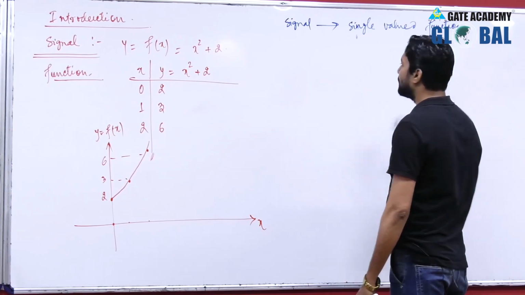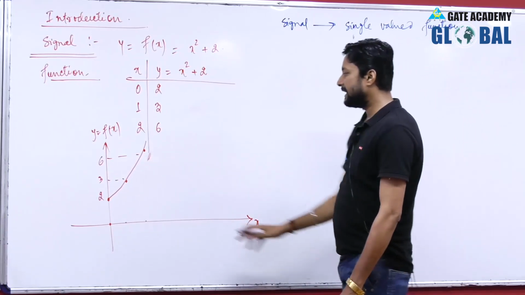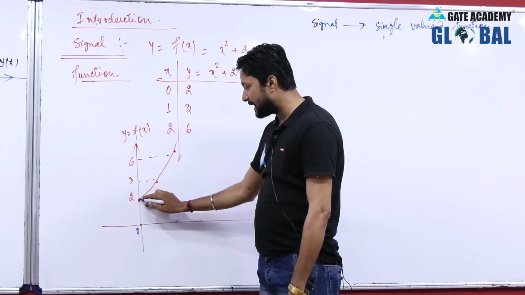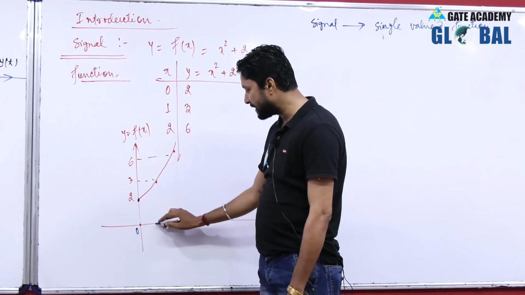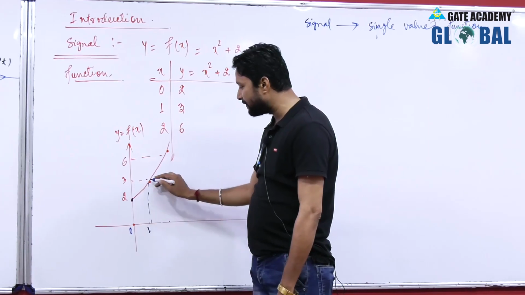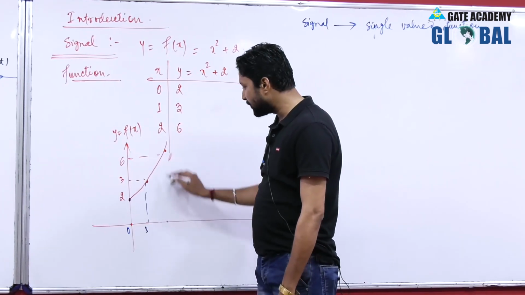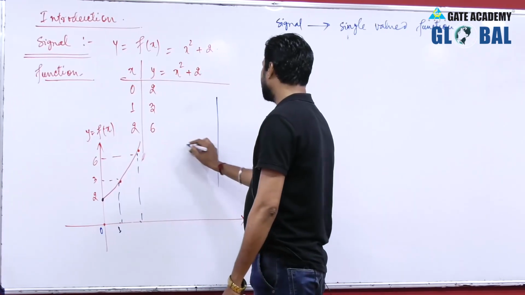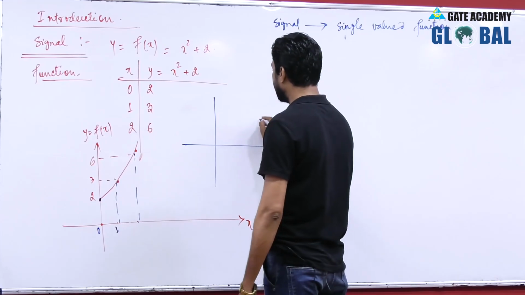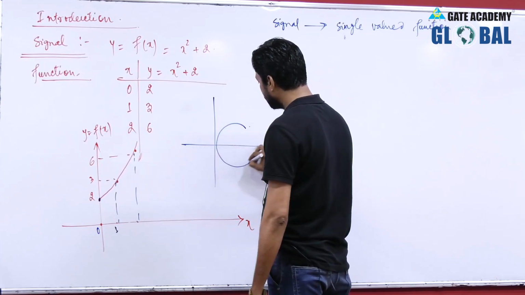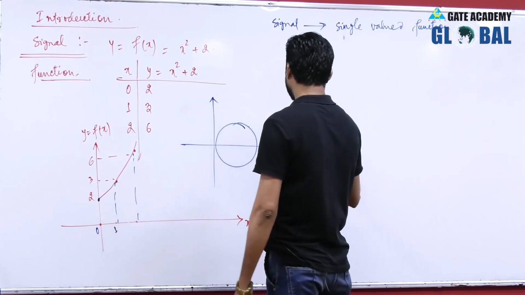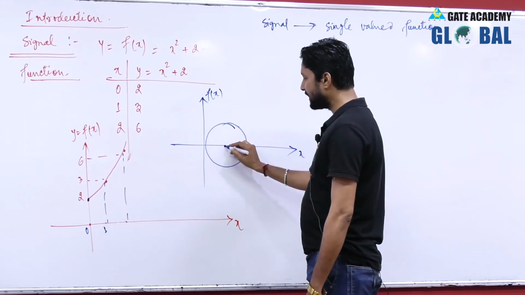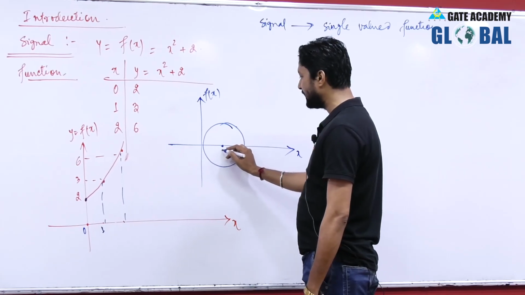What does it mean by single valued function? It means, like here we can say, if x is equals to 0, then y has only one value, that is 2. If x is equals to 1, then again y has only one value, that is 3. If x is equals to 2, then again y has only one value, that is 6. But if you plot something like this, if a function is like this, suppose it is function x, it is f of x. Now here we can say, here it is a point x is equals to 2.